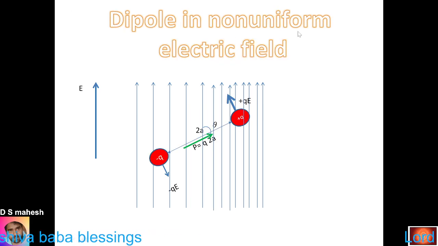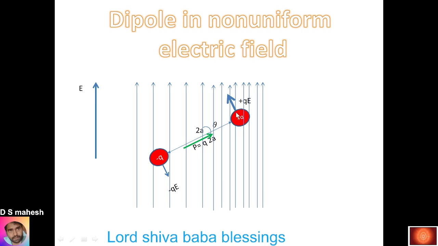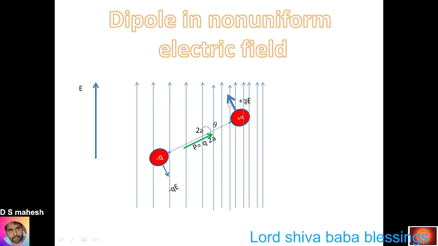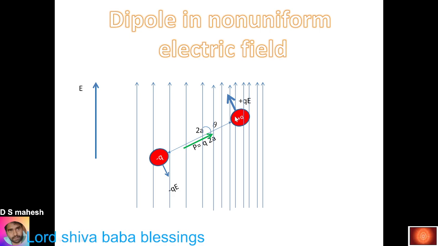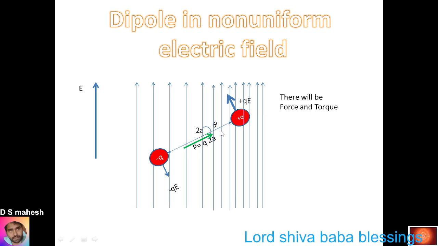Whereas in the case of a non-uniform electric field, if you look over here, the electric field is less here, whereas here the electric field is more. So the electric field produces more force on this charge plus q when compared to the force produced on the negative charge. Although the directions are opposite, the force on this charge is more than the force on that one, so the net force will not cancel out. So in a non-uniform electric field, there exists force along with the torque. There will be force and there will be torque.